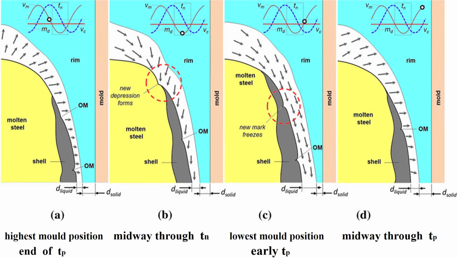So, negative strip time basically creates oscillation marks, positive strip time tries to heal the oscillation marks. So, during the whole cycle, during the negative strip time, oscillation marks are getting created, and during the positive strip time, it is partly getting healed up. So, more is the negative strip time, more is the possibility of deeper oscillation marks.